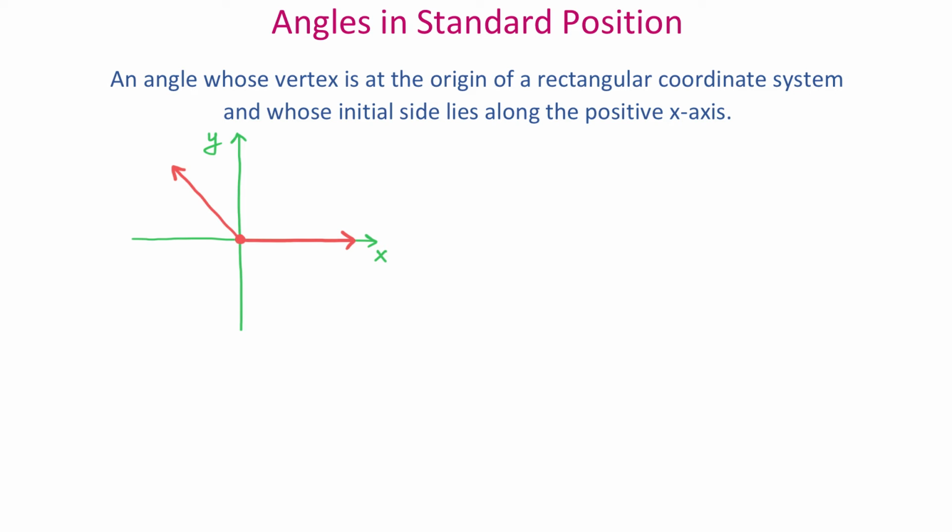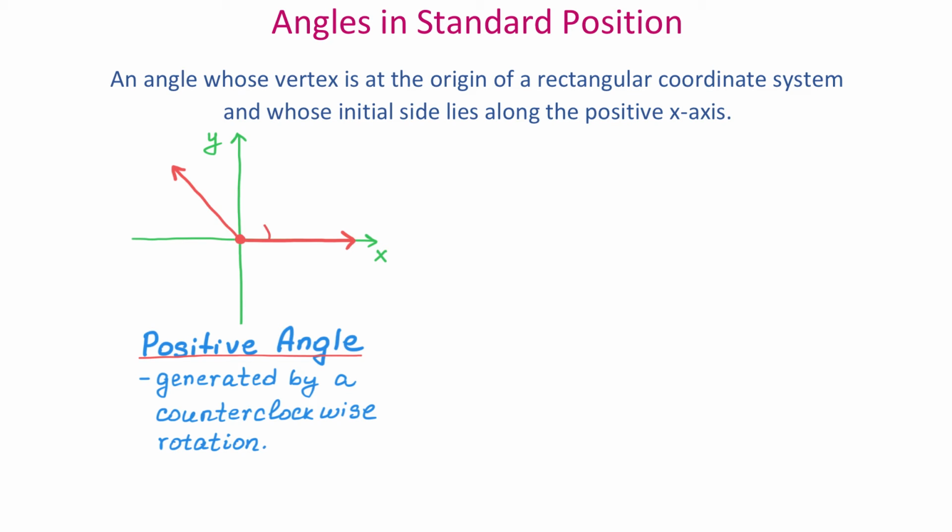Angles can be positive or negative. If from the initial side we move counterclockwise toward the terminal side, then this angle will be a positive angle. For example, let the measure of this angle be 135 degrees. Now, let's see an example of a negative angle in standard position.